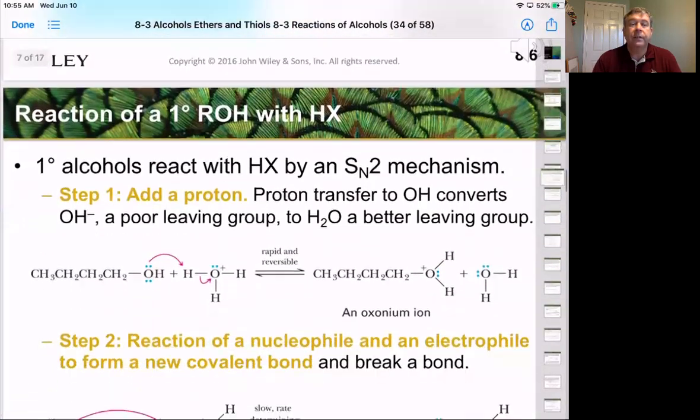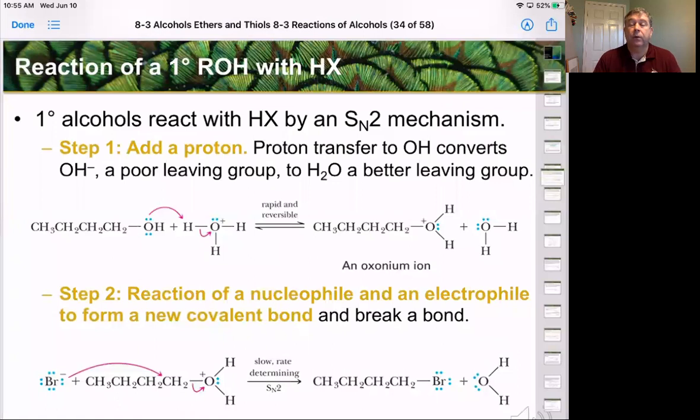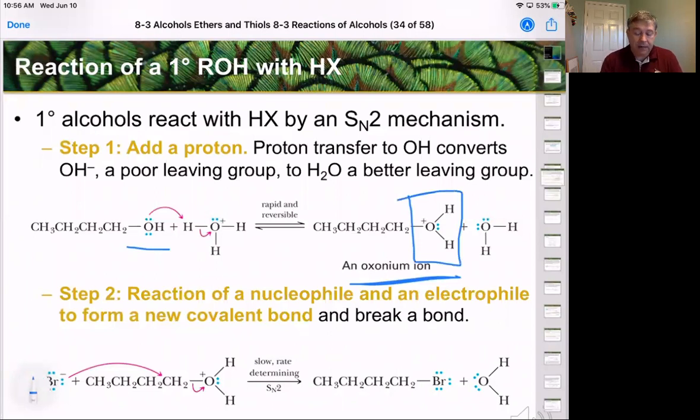Now, when we do this for primary and secondary alcohols, we don't go through an SN1 mechanism because we'd have to form a carbocation. We actually undergo an SN2 mechanism. But the first step is the same. We need to protonate the alcohol to make it a better leaving group. Remember, hydroxide is a bad leaving group. However, water is a good leaving group. So the first thing we do is protonate the alcohol to generate our oxonium ion. Now that we have a good leaving group, attack by any nucleophile to displace that water will generate 2 neutral species, the alkyl halide and water.